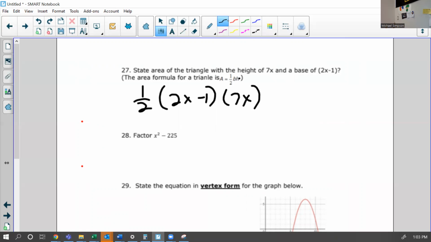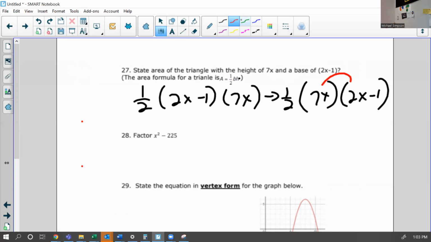Because this is multiplication, I can rewrite this as 1/2. You may be more comfortable with the 7x in the front times 2x minus 1. All right, same thing. And so all you gotta do is distribute now. Distribute the 7x times 2x, and 7x times -1. And so I'm gonna have 1/2. 7x times 2x is just 14x squared, and 7x times -1 is just -7x.